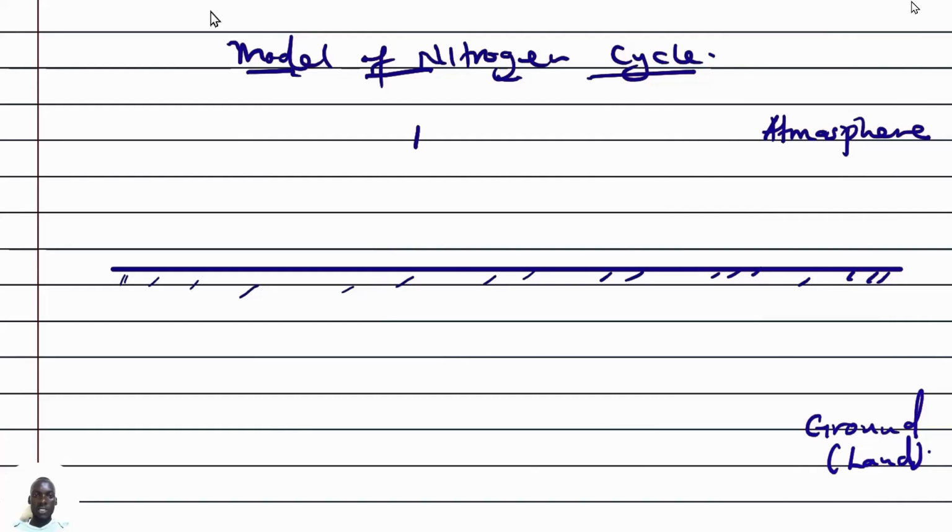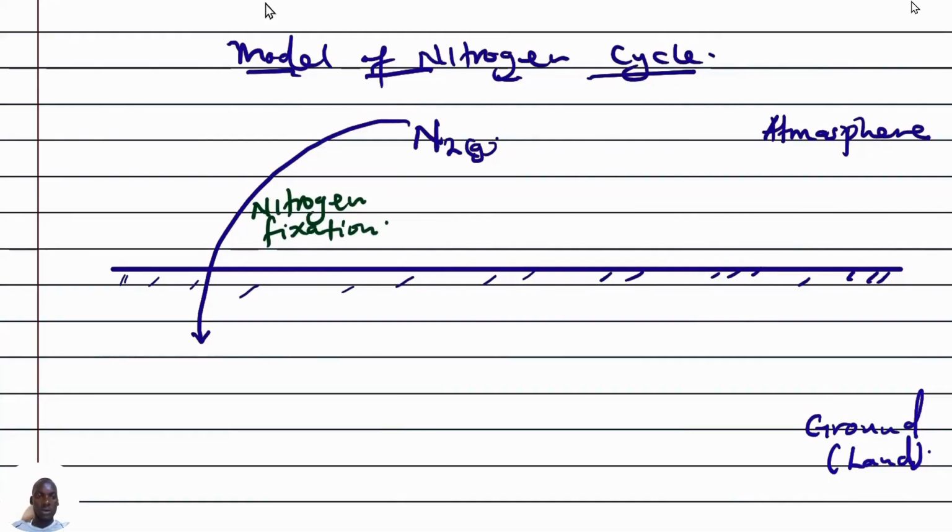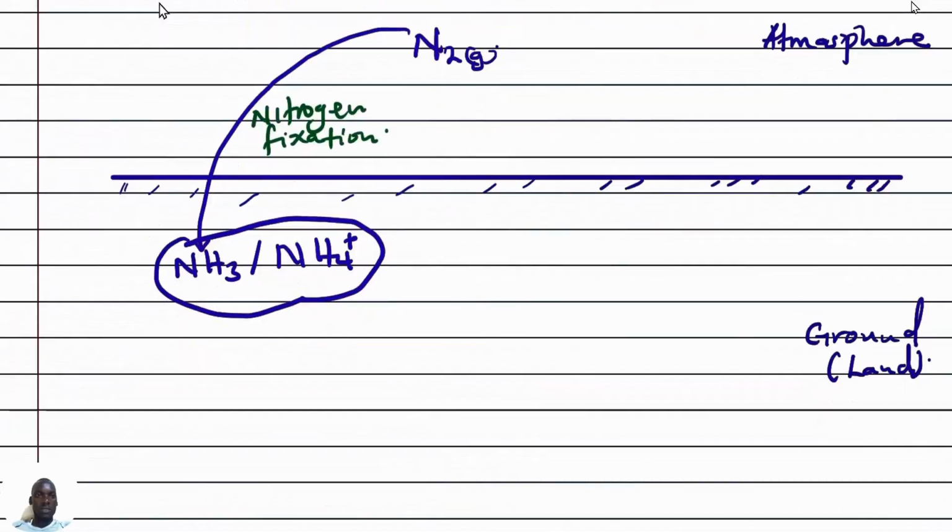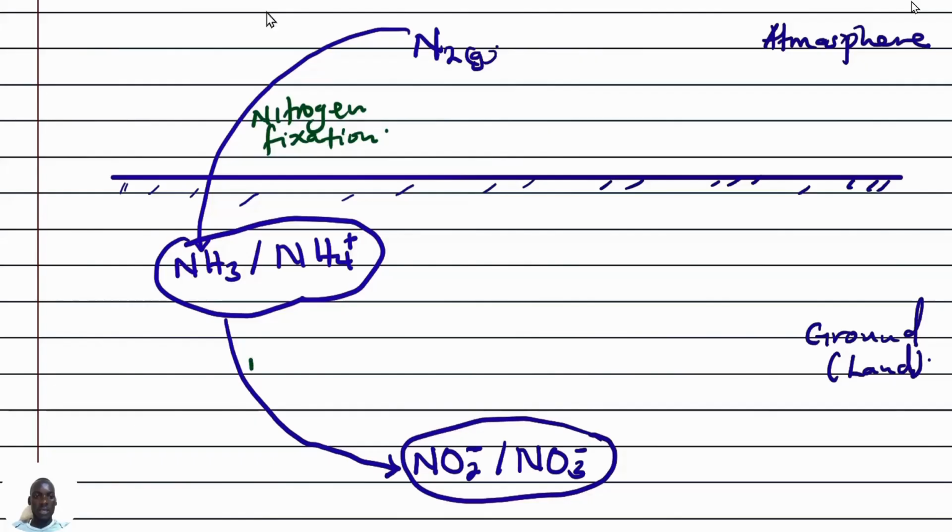So we have the nitrogen gas in the atmosphere. It is added to the soil this way, and this process is the nitrogen fixation, and it is added to the soil as ammonia or ammonium ions. So that is into the soil. Then while in the soil, the ammonium ions or ammonia are going to be converted to nitrites and nitrates, and the process in here is the nitrification by some bacteria, like as I've told you earlier on.